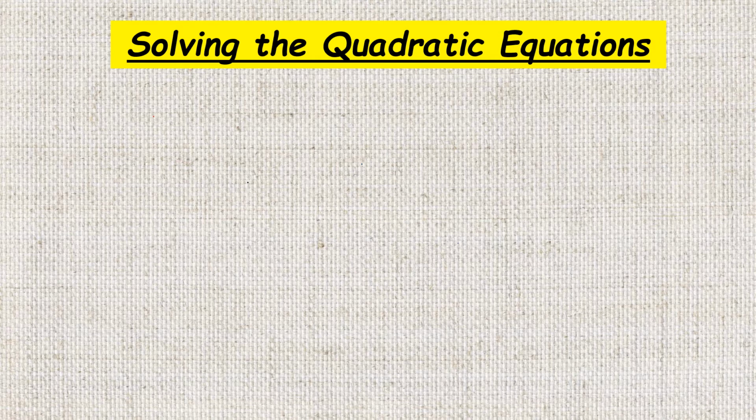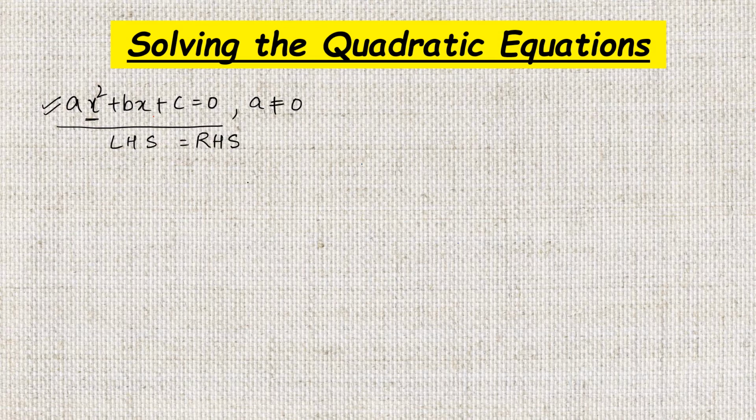Now, let us see how to solve the quadratic equations. For the equation ax square plus bx plus c equal to 0, where a not equal to 0, solving this quadratic equation means finding the value of the variable x which satisfy this given equation. What do you mean by satisfy the given equation? That means that value of x which when put back in this equation makes LHS and RHS equal.